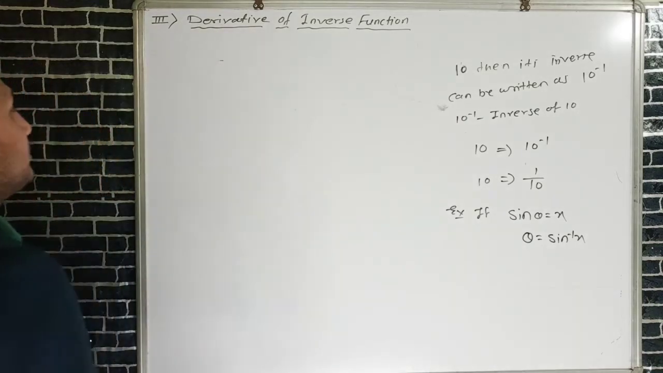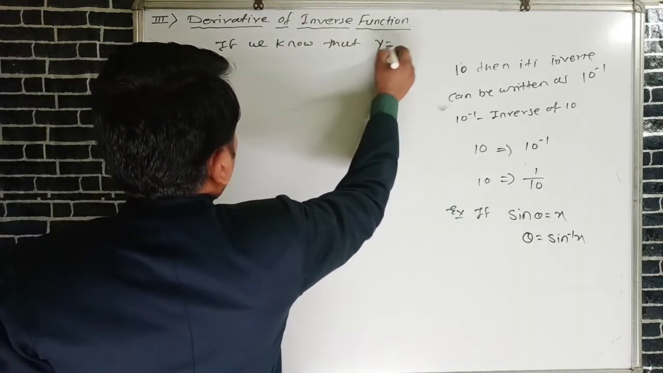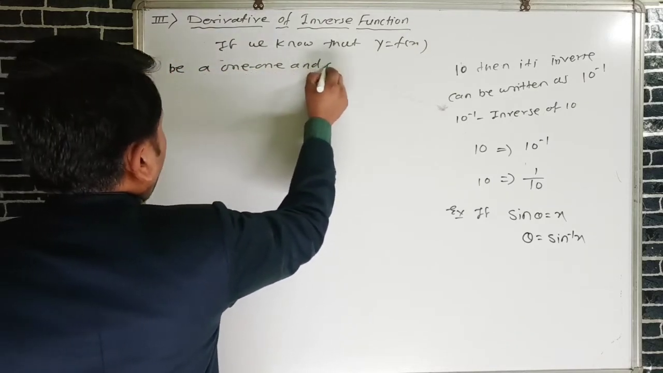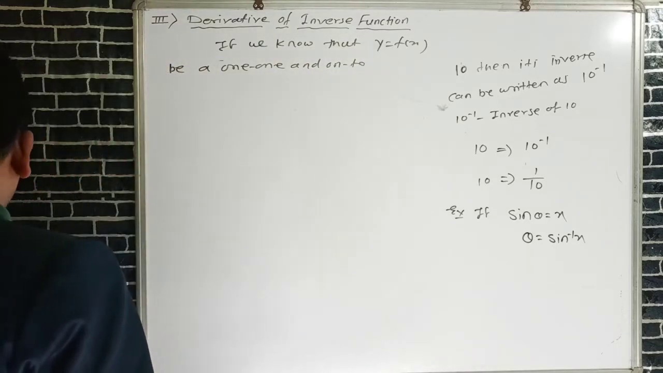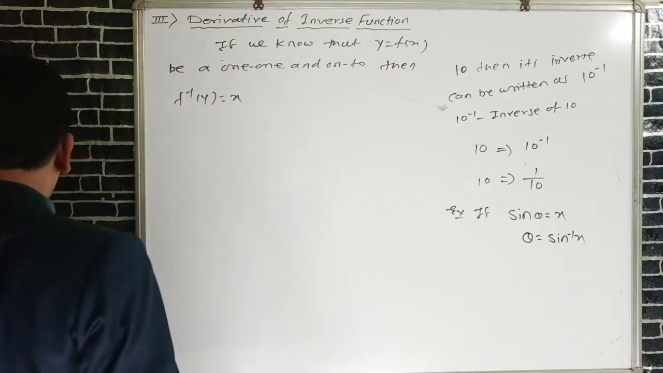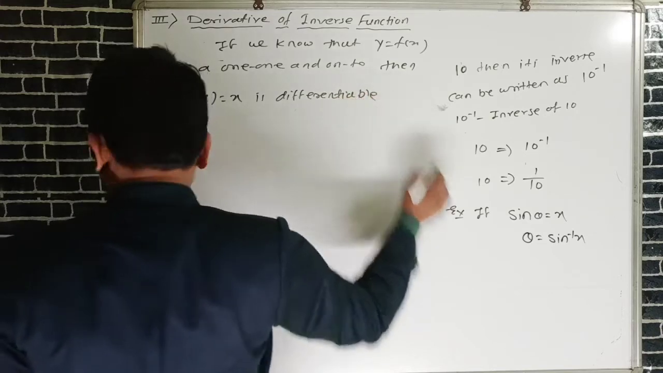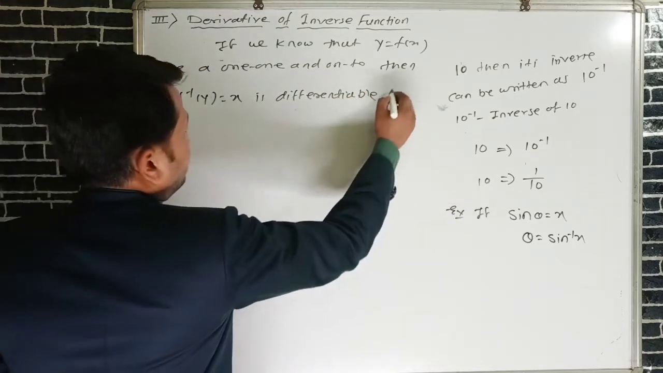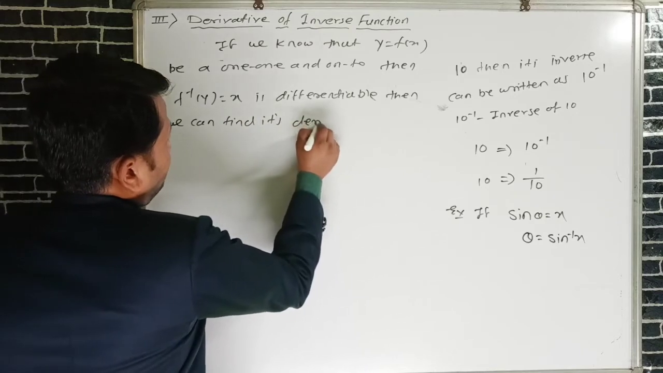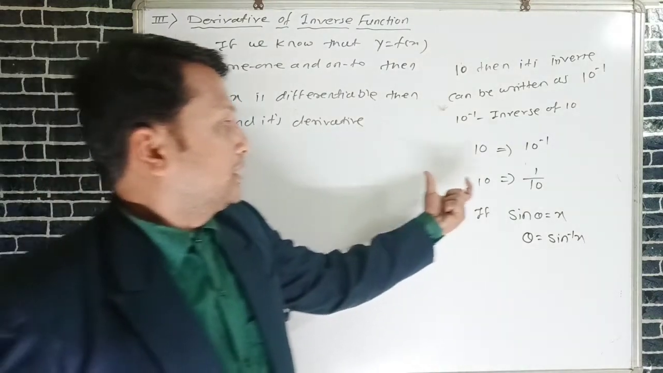The derivative of an inverse function: if y is equal to f of x is one-to-one and onto, then f inverse of y is equal to x is differentiable. Then we can find its derivative. How are the functions reciprocal to each other?